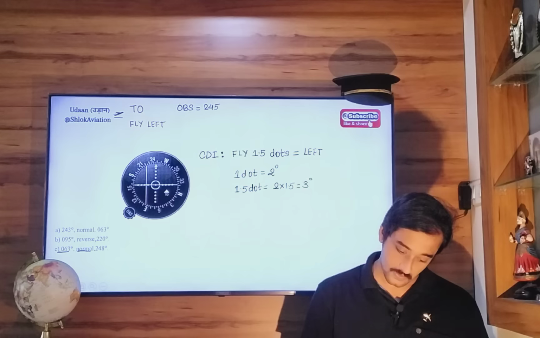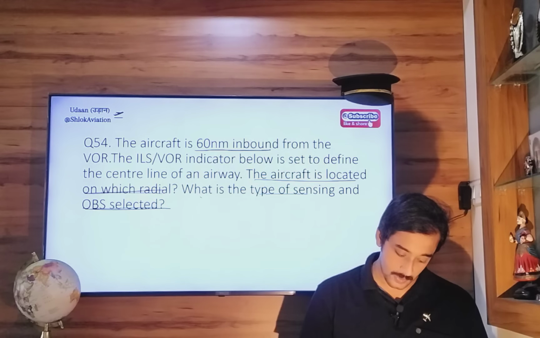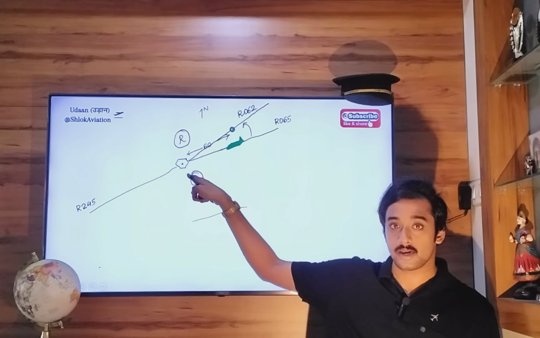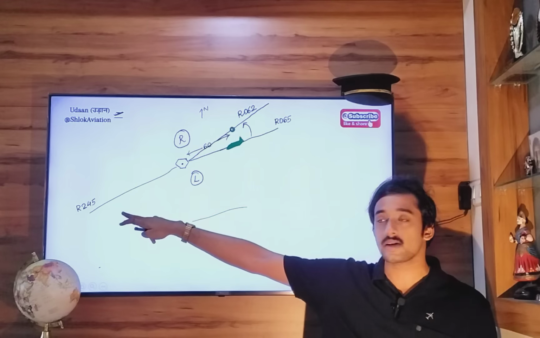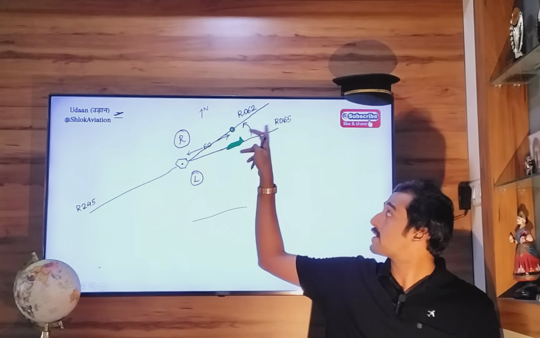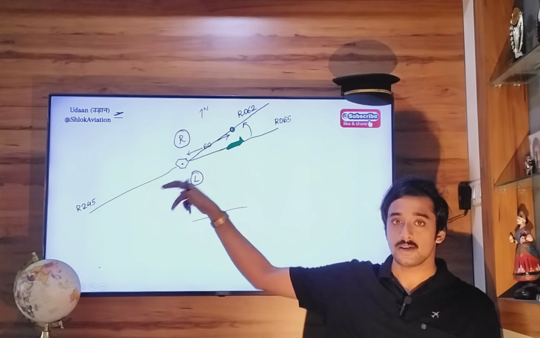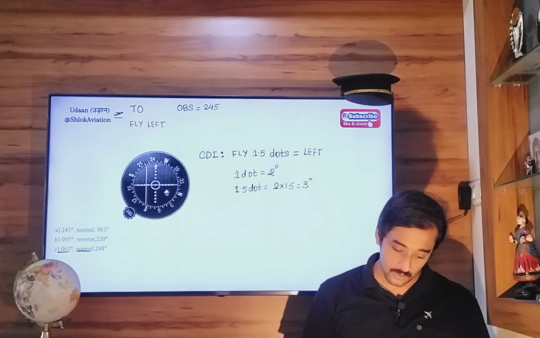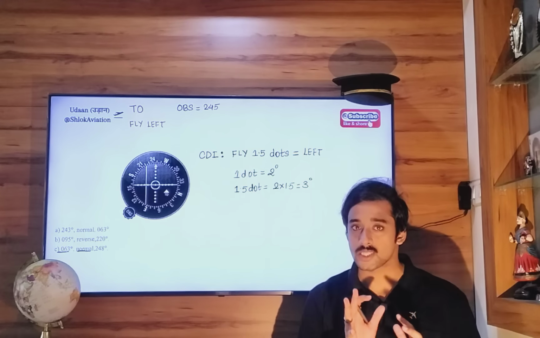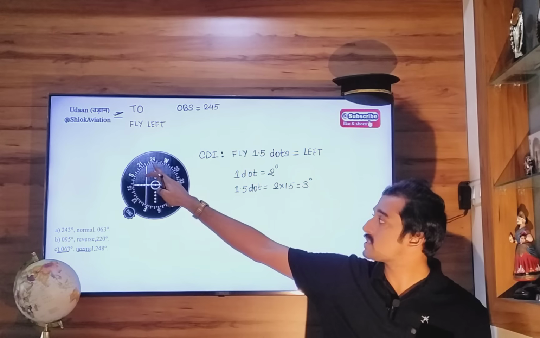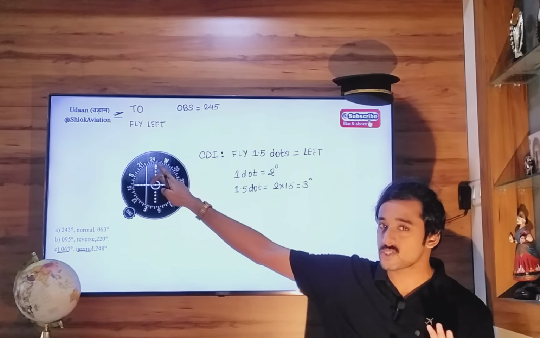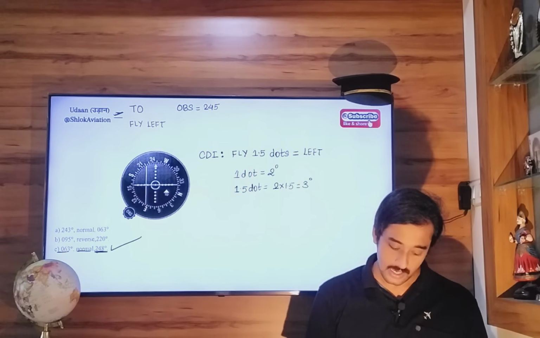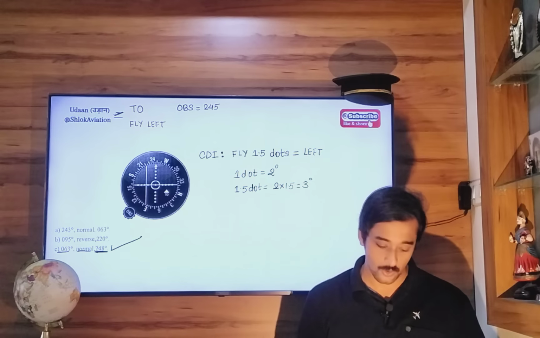Next is, what is the type of sensing and what is the OBS selected? Since you're flying inbound, you will select the opposite radial. So currently you have selected 245, so you are expected to be on radial 065. Any value around 245, so 245, 246. Over here, what I can make out is it's between 240 and 250. That's why I wrote 245. Here it's written 248. That's fine. So the closest option is option Charlie. So you will select that option.